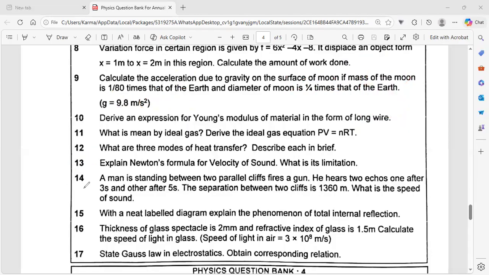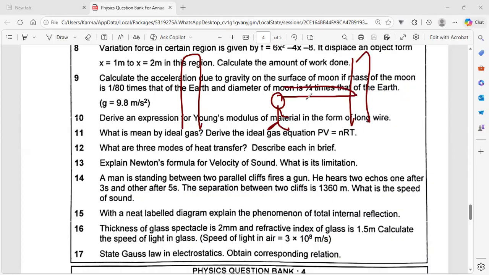The man standing between the two parallel cliffs. You can hear the echoes after 3 seconds and 5 seconds. This cliff is a building, and the other is another building. This man is standing here. One echo he hears after 3 seconds and 5 seconds.